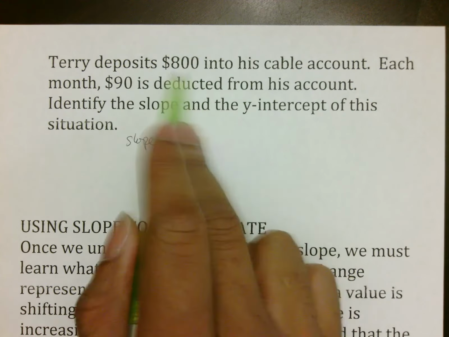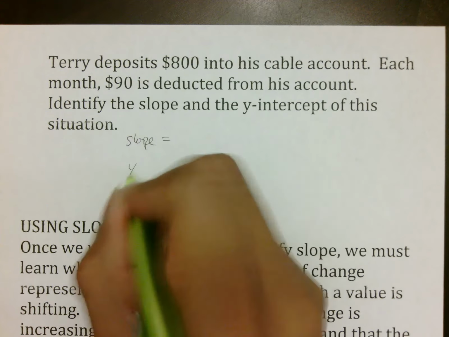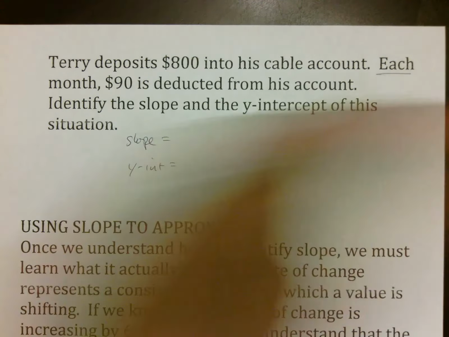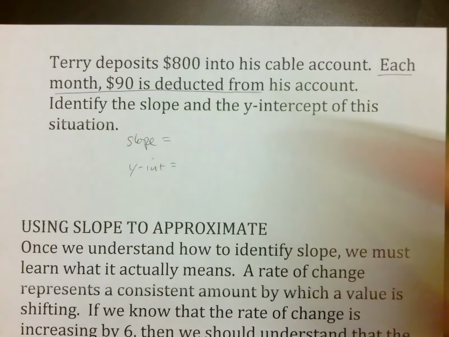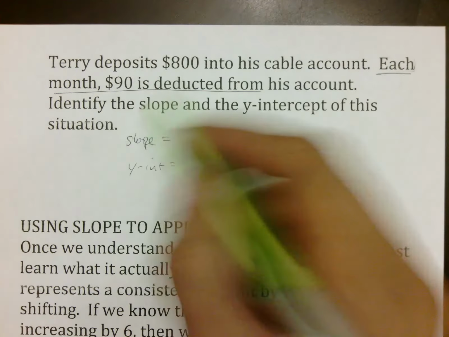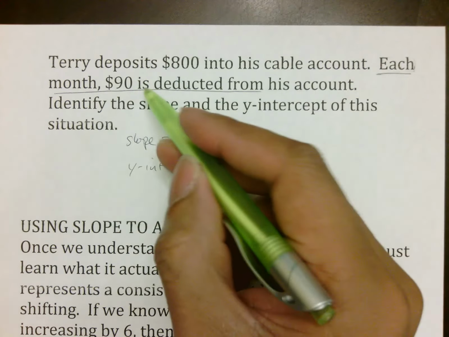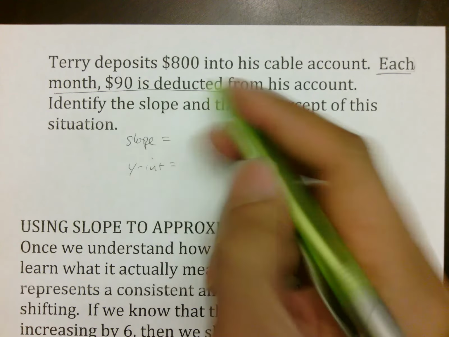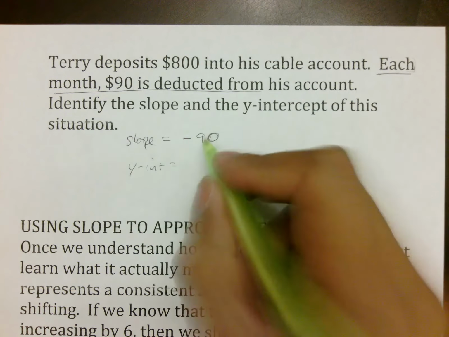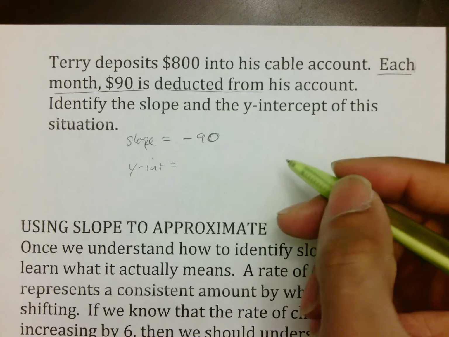So remember, your y-intercept is your starting point, but we'll talk about that in just a second. This sentence does say each month $9 is deducted. So here's your each, because every month this change is happening. But the thing is, $90 is being deducted, which means that my slope should be a negative 90. So again, read carefully when you do that, because that's pretty much what's going to happen.